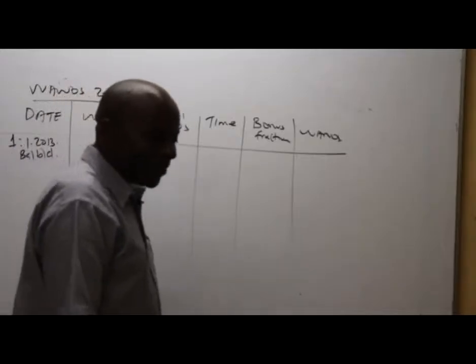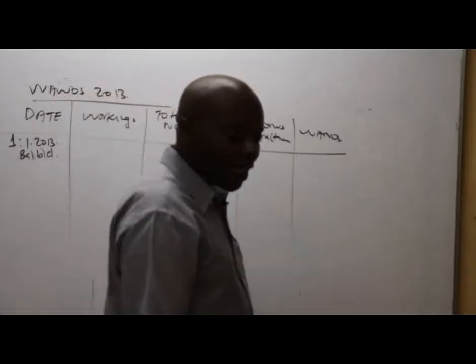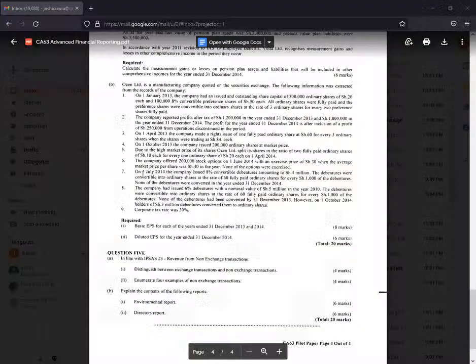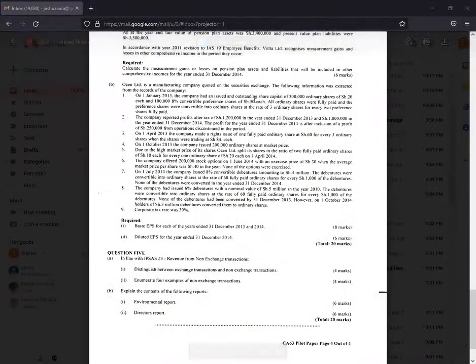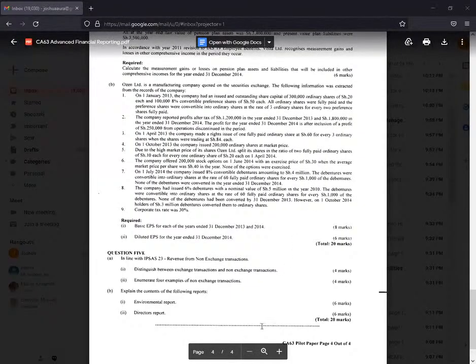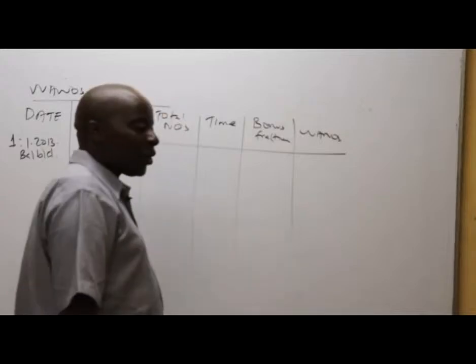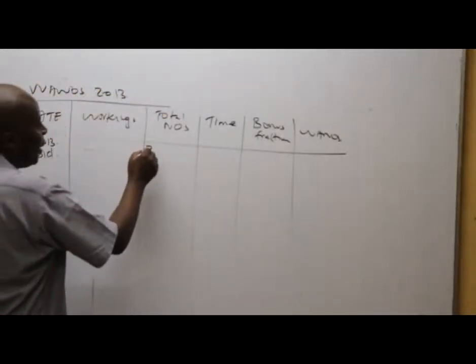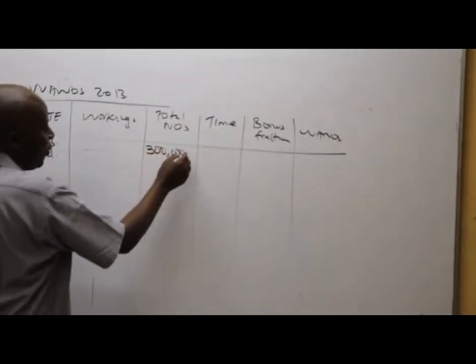300,000? Please don't bring preference shares here. Here we are only bringing a number of ordinary shares. So in this case, on 1st of January, the company had an issued and outstanding share capital of 300,000 ordinary shares. And please remember, we bring the number of ordinary shares. So the balance brought down is the starting point here, so the total number that we began with was 300,000.